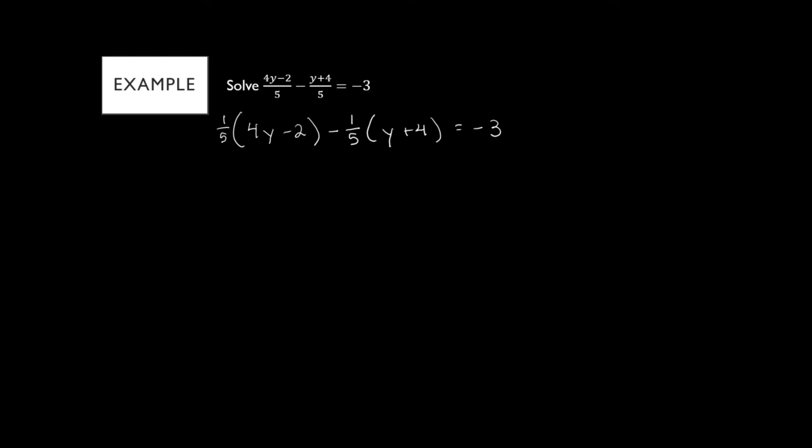So 1/5 times 4, we're going to get 4/5 y. And 1/5 times 2, and I have that minus sign, so that's going to be minus 2/5, or 2 over 5. Now the next thing, we have that minus. So when you distribute, that minus comes with it. So we're going to treat this like it's a negative 1/5. So when I multiply, I'm distributing by a negative. So a negative 1/5 times y is going to be a negative 1/5 y. This is the same as subtraction. Then a negative 1/5 times 4 is going to be a negative 4/5, or subtracting 4/5.